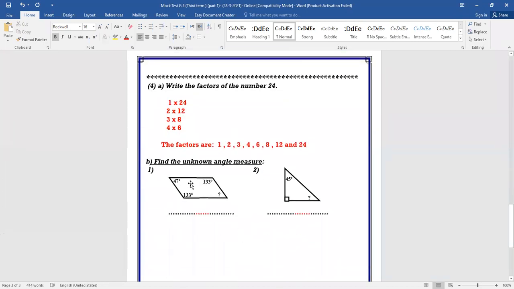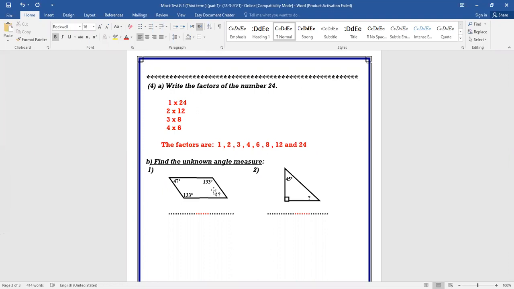You are welcome. Number 4b. How can we find the unknown angle measure? In the first, we have a parallelogram. If you remember, we said in the parallelogram, each two opposite sides are equal in length and parallel, and each two opposite angles are equal in measure.